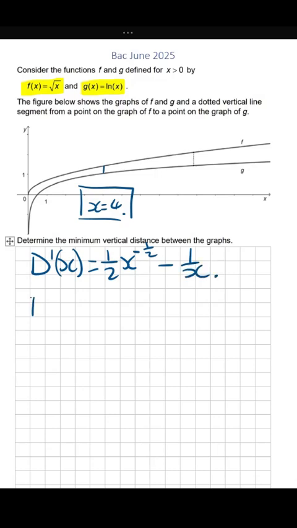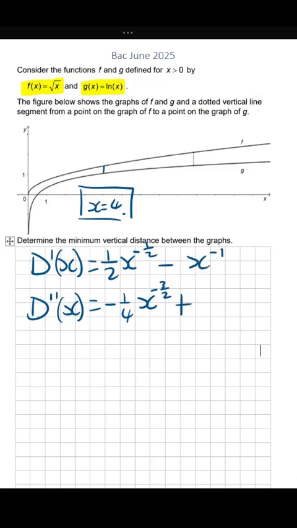Well, then let's do our second derivative of d(x). In that case it's going to be equal to minus a half times a half, which is minus a quarter. We're going to diminish that power again, so that would be x to the minus 3 over 2. And that was 1 over x, which is the same as minus x to the minus 1. So that would be minus 1, so plus, and x to the minus 2 this time.